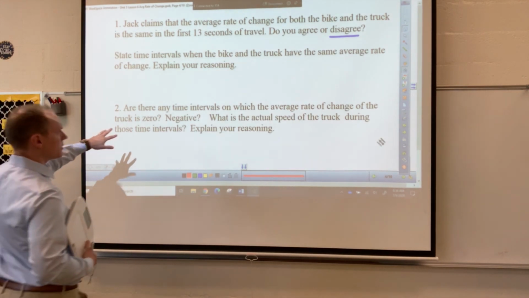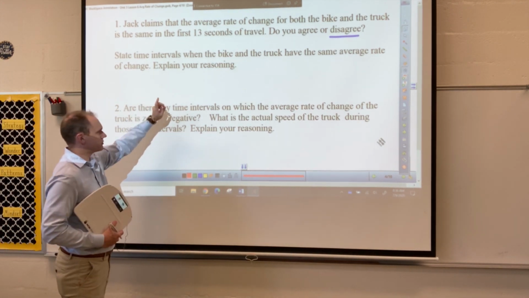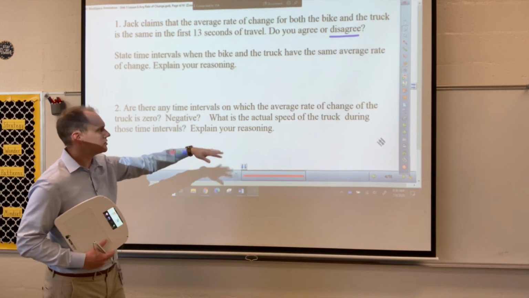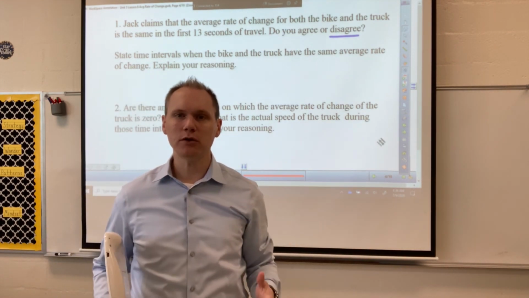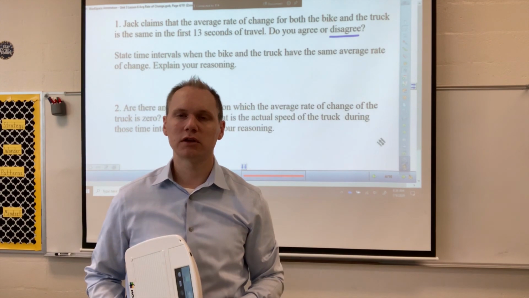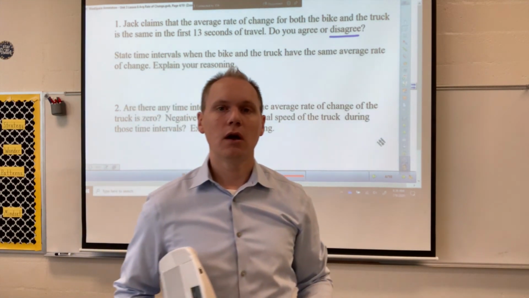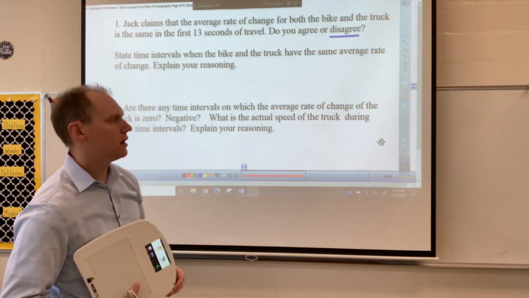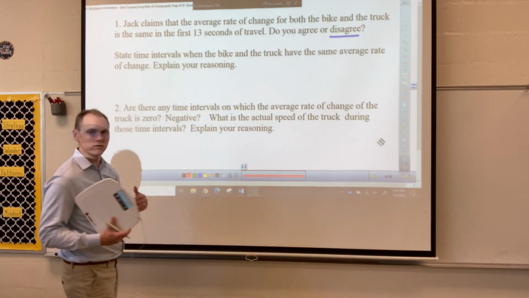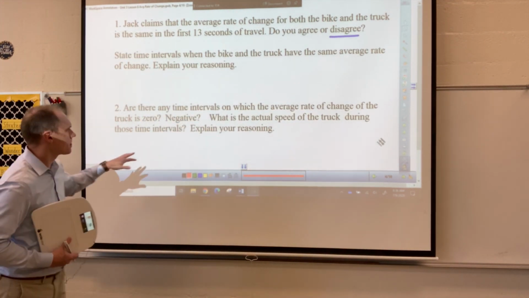So yes, there are time intervals in which the truck has a negative average rate of change. What's the actual speed of the truck? So the actual speed of the truck will be the absolute value of the velocity. So if the average rate of change happened to be negative, the speed would actually be the positive of that. So that's the difference, as we said before, between velocity and speed.